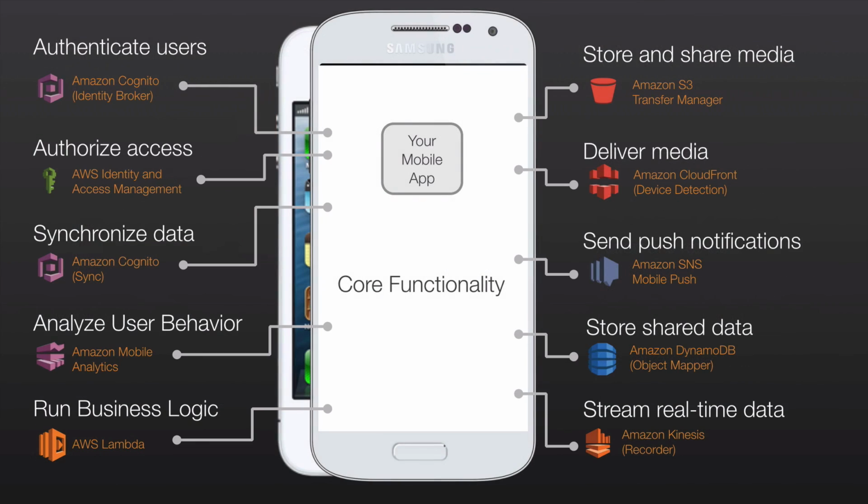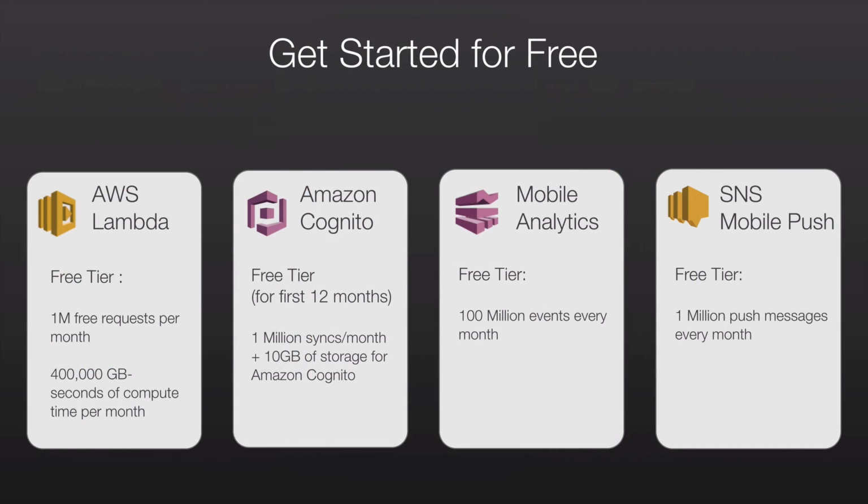I hope we've shown you there that you can slot in AWS services to meet many of the foundational needs that you're going to have in mobile app development. And you can get started with these services for free. There's a very generous free tier on AWS mobile services. Lambda, you have 1 million free requests per month and 400,000 gigabyte seconds of compute time per month, free permanently. With Cognito, for the first 12 months, we provide 1 million synchronization actions per month and 10 gigabytes of storage within Amazon Cognito for storing sync data.